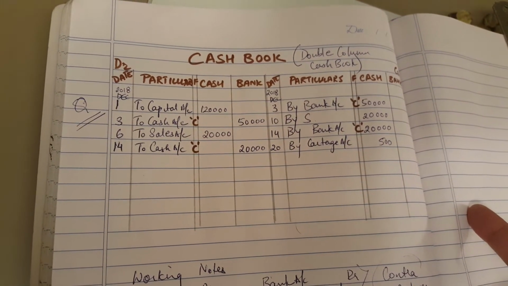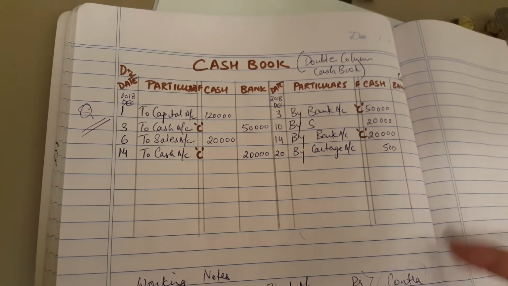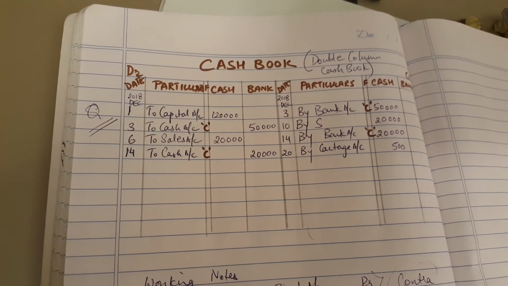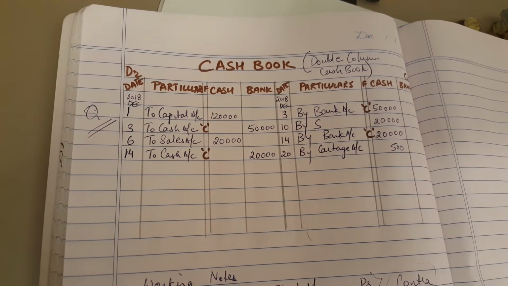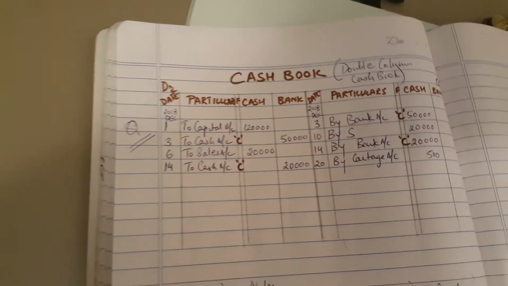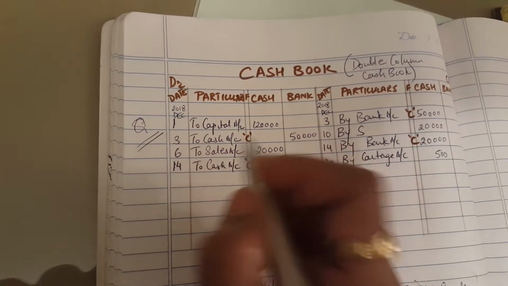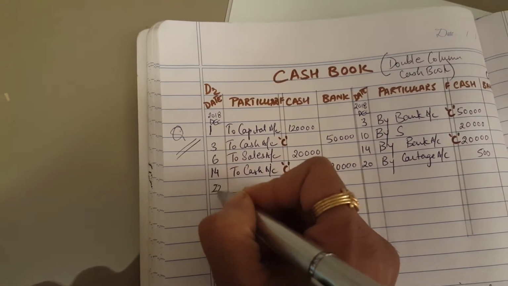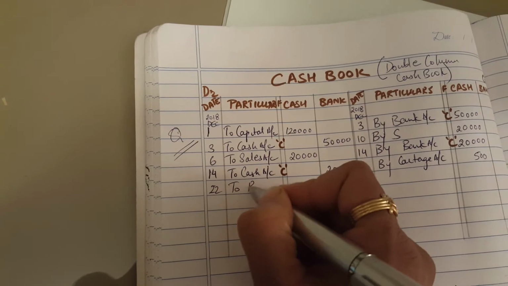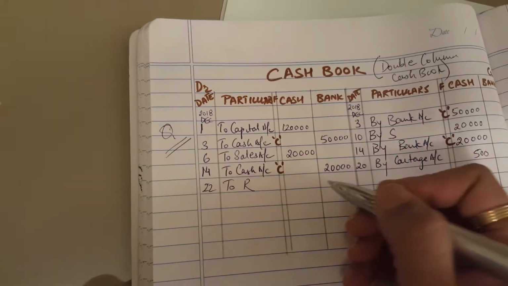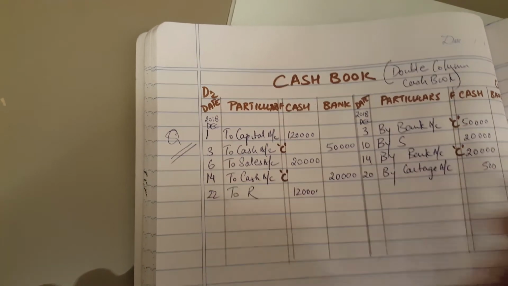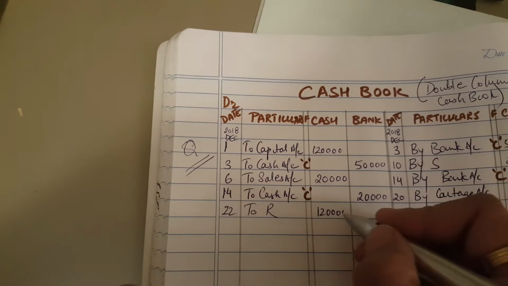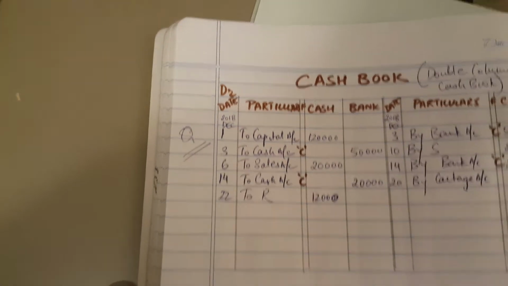It says received cash from R. So R to sales, and then you are receiving cash, so it is cash to R. Hence, on the date that you are receiving the cash, that is on the 22nd, you will write to R. You are directly receiving cash, so you will write it in the cash column as 12,000 rupees, that which has been received.